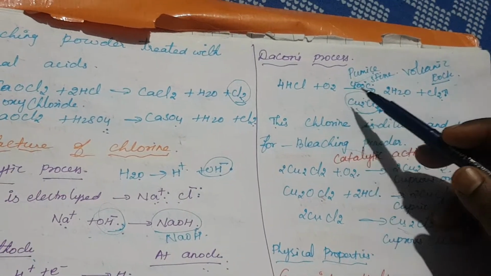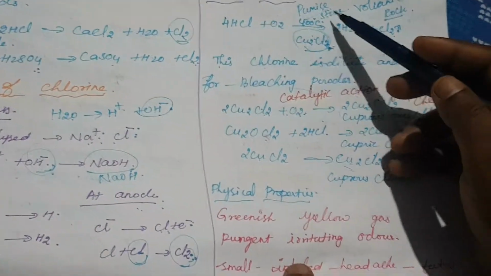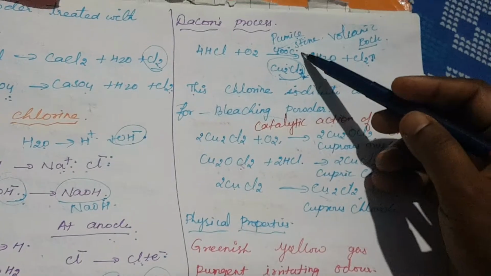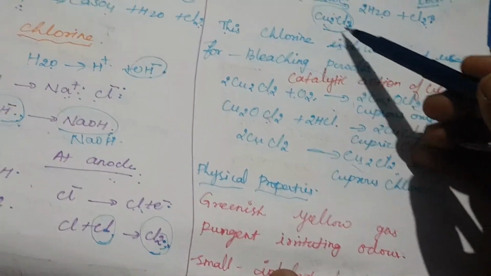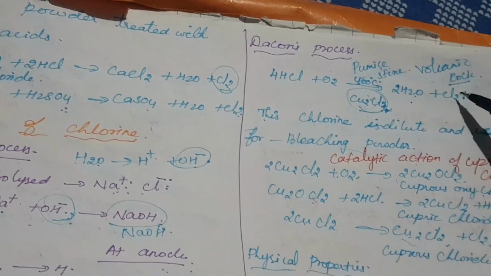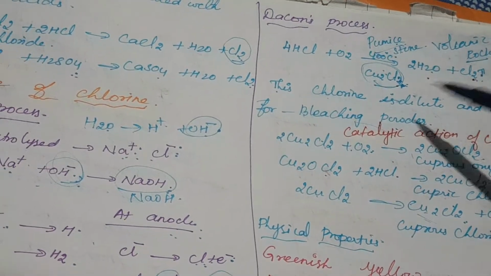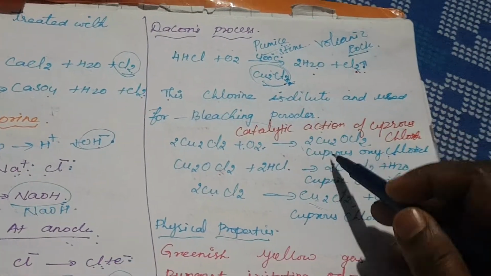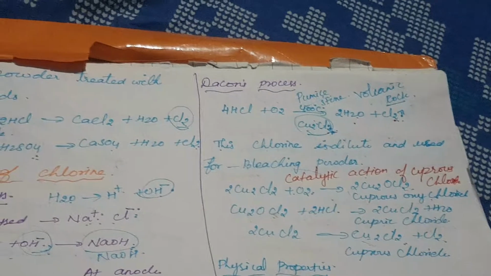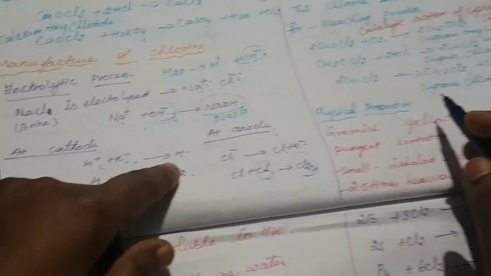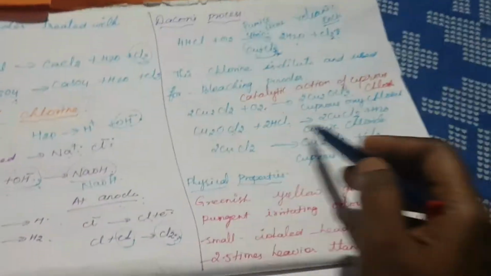What is the Deacon process? When hydrochloric acid is passed with air in the presence of pumice stone soaked with cuprous chloride, we obtain chlorine gas. This chlorine is diluted and used for bleaching powder. These three reactions are the catalytic action of cuprous chloride.